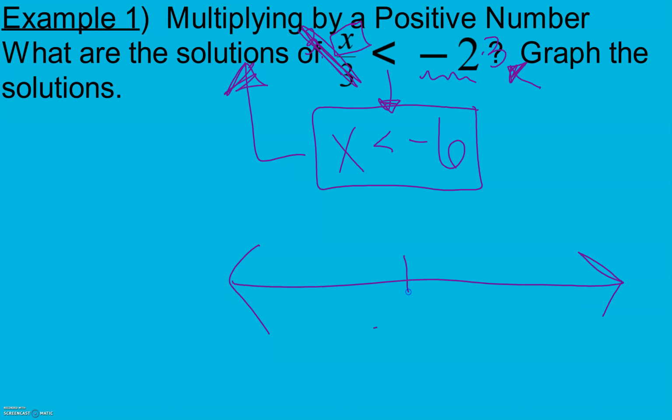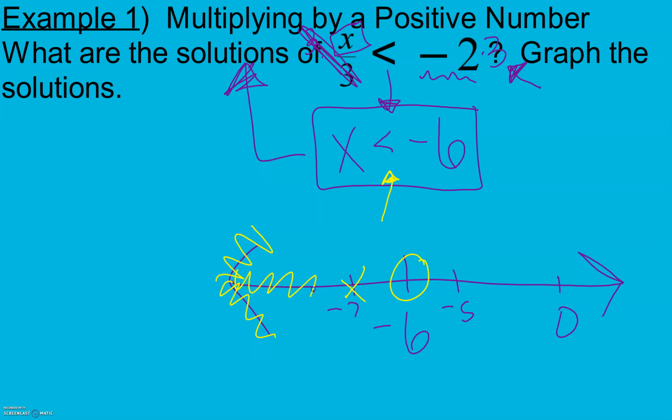To graph, I put negative 6, my boundary point, the next number on each side, and 0. I'm going to put a circle at my boundary point. Because I don't have an equal to there, I'm not going to fill it in. I want numbers less than negative 6, which are numbers like negative 7 or negative 100. So we shade everything to the left.